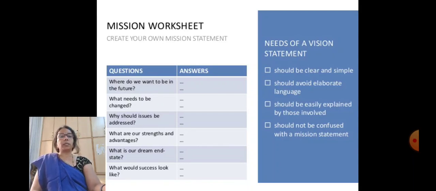So the questions to be answered while preparing the mission worksheet are: where do we want to be in future? What needs to be changed? What issues should be addressed? What are our strengths and advantages? What is our dream end statement? What would success look like?